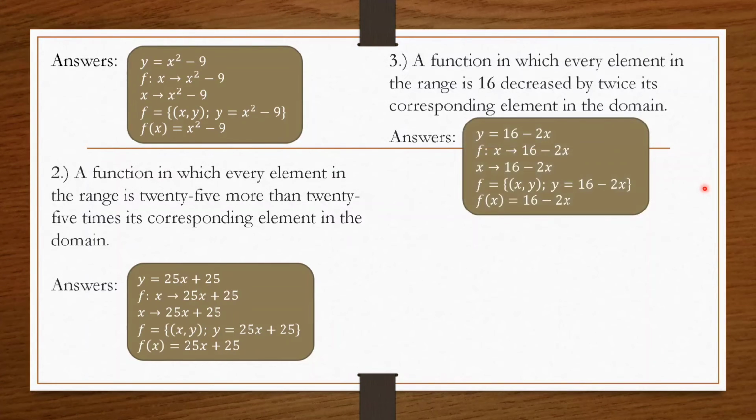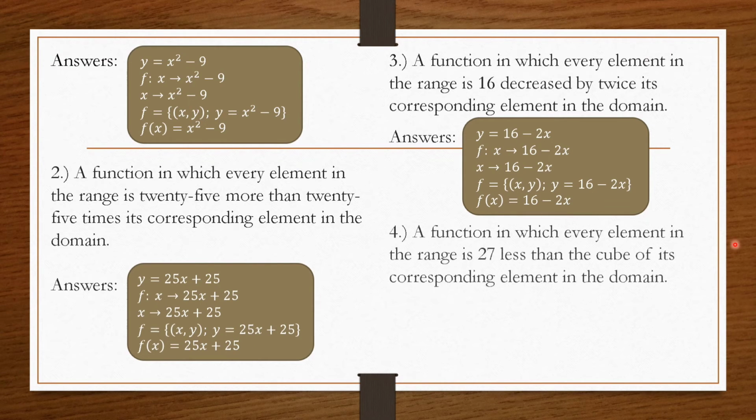And the answer is y equals 16 minus 2x. How I got this is from here. A function in which every element in the range is 16 decreased by twice its corresponding element, so 16 minus 2x. So under f, x is assigned to 16 minus 2x, and x is assigned to 16 minus 2x. And the function f is the set of all ordered pairs x and y such that y is equal to 16 minus 2x. Then f of x is equal to 16 minus 2x.